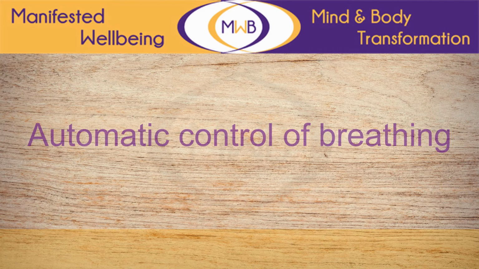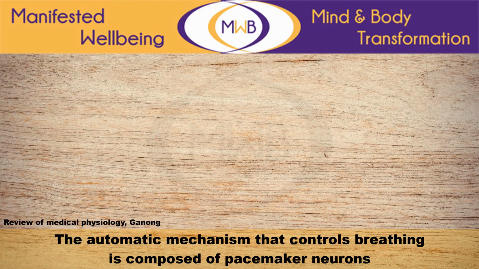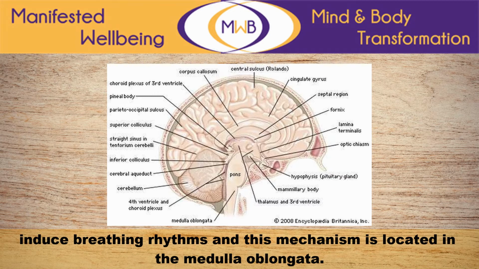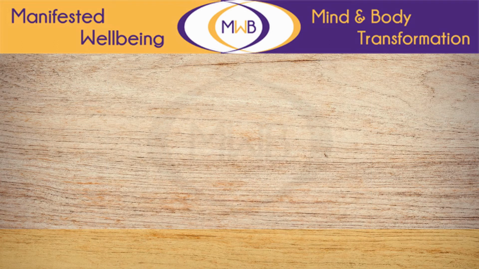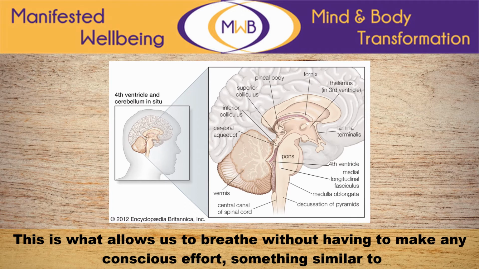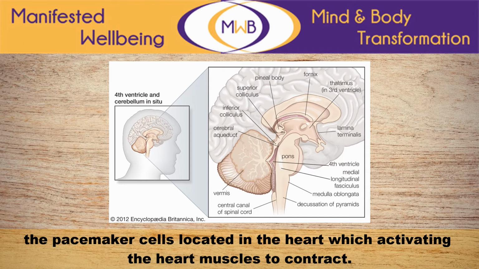Automatic control of breathing. The automatic mechanism that controls breathing is composed of pacemaker neurons that do rhythmic electrical discharges, which induce breathing rhythms, and this mechanism is located in the medulla oblongata. The medulla is part of the brainstem. It is the posterior part of the brain and connected to the spinal cord. This is what allows us to breathe without having to make any conscious effort, something similar to the pacemaker cells located in the heart, which fire and activate the heart muscles to contract.